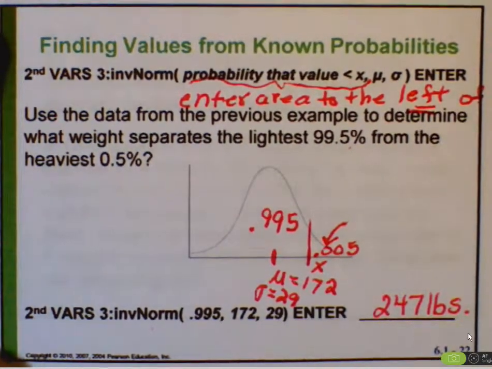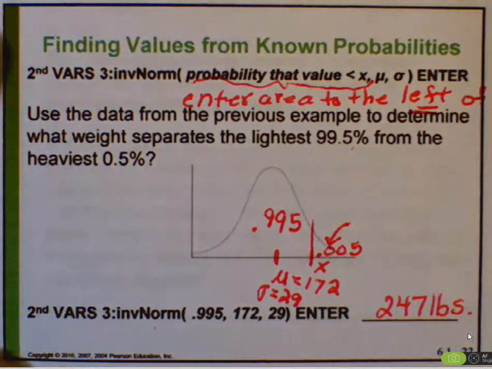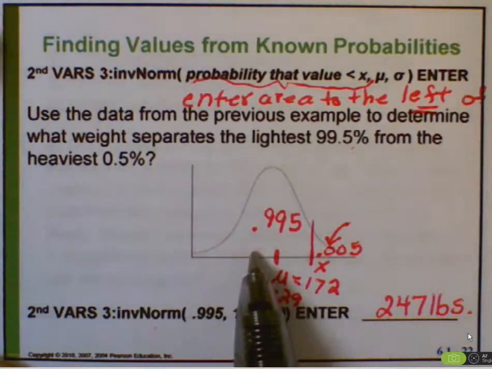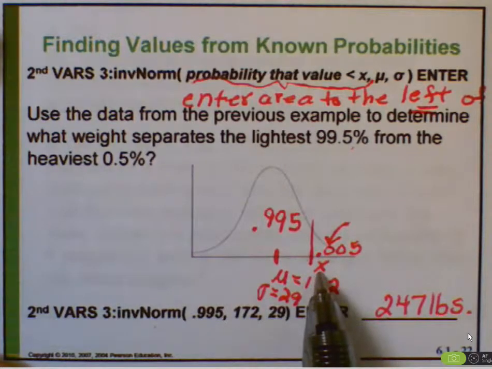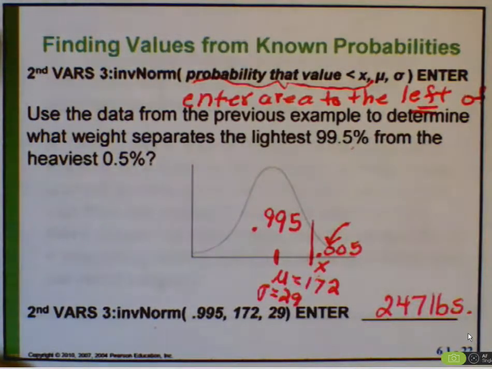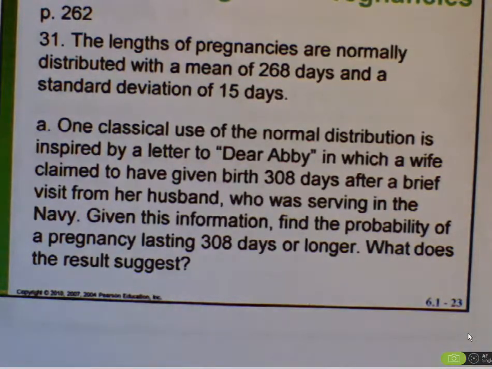And those are the only two things that we do in this section. We either are given a left and right boundary, and we're looking for the probability or area or percent of values between those boundaries, or we're given some probability and we're looking for the x value associated with that probability. So let's do two more examples.